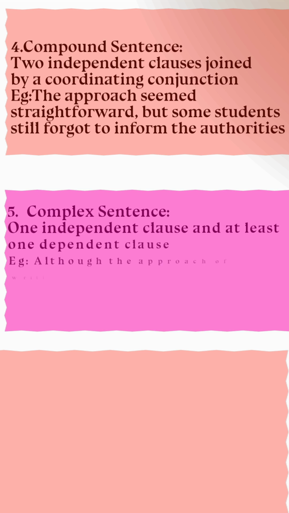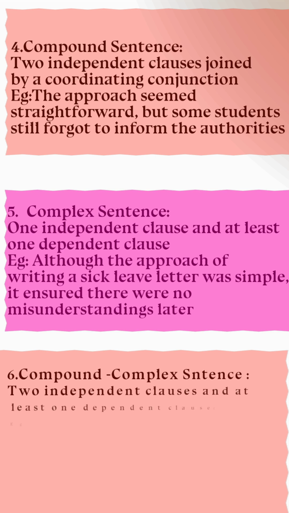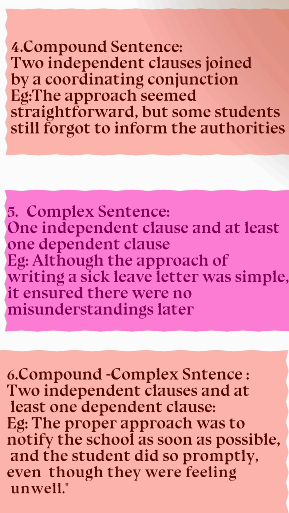Complex sentence: one independent clause and at least one dependent clause. Example: although the approach of writing a sick leave letter was simple, it ensured there were no misunderstandings later. Complex compound sentence: two independent clauses and at least one dependent clause. Example: the proper approach was to notify the school as soon as possible, and the student did so promptly, even though they were feeling unwell.